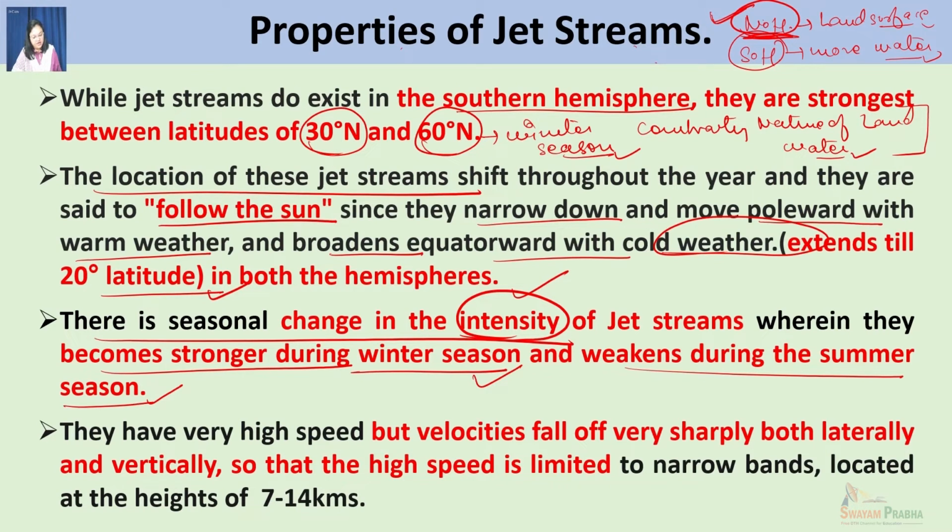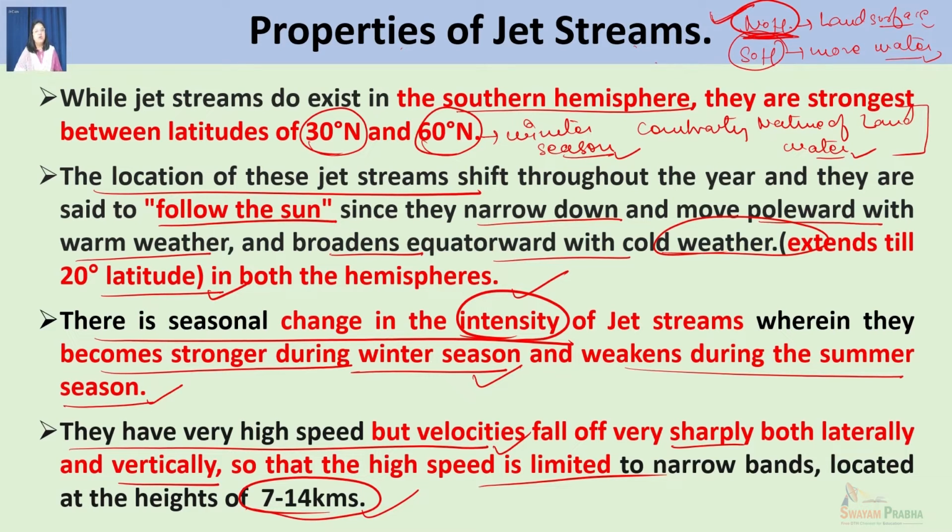They flow with very high speed. However, the speed sharply declines vertically, and their high speed is limited to certain sections in the upper troposphere, which extends between 7 to 14 kilometers.